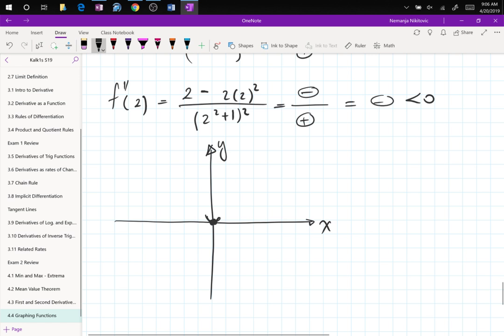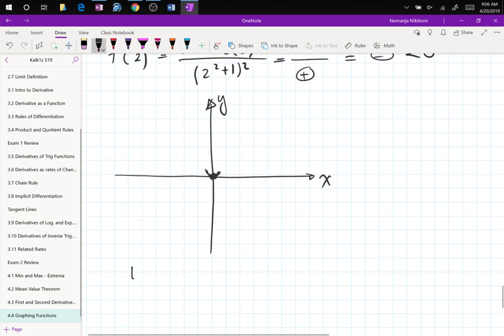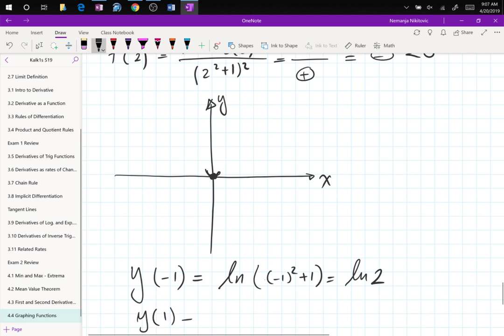Now we still need to compute y values for -1 and 1, because those are your inflection points, which is where concavity changes. So we need to compute these inflection points. So we will find y for -1. Now that's original function, which is ln of -1 squared plus 1, which is actually ln 2. We'll learn later how to calculate ln 2 without a calculator, which is a really cool thing. And y of 1 is ln of 1 squared plus 1, which is also ln 2.